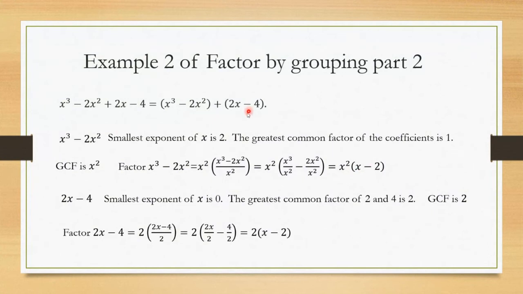What about the second group? Well, let's see. 2x minus 4. We can see that the smallest exponent of x is 0. You know, there's a non-zero constant term, so we can't factor out x from every term. That is, the GCF cannot have x in it. So m is 0.